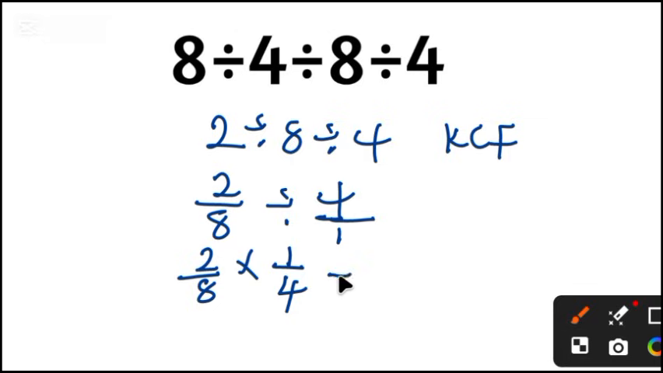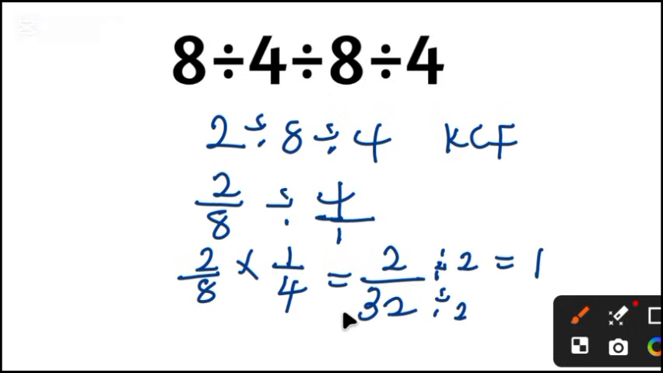Now, this will give us 2 times 1, equal to 2, over 4 times 8, which gives us 32. Now, we divide this 2 by itself, and that 2 can also divide 32. So 2 divided by 2 will give us 1, and then 32 divided by 2 will give us 16. So this is the correct answer. The correct answer is 1 over 16.